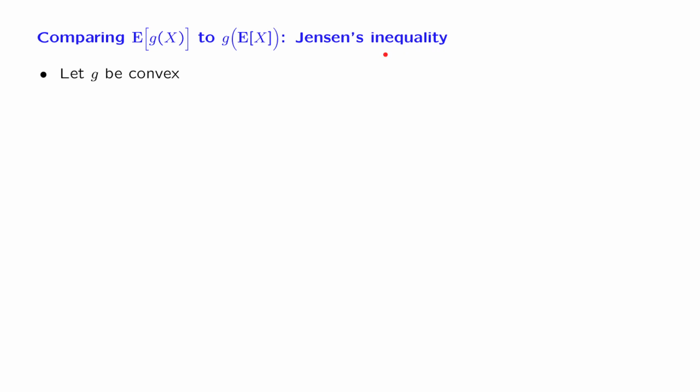Jensen's inequality applies to the special case where g is a convex function. I'm going to define more precisely what it means to be convex shortly, but in terms of a picture, it's a function that has a shape of this kind, so it tends to curve upwards. So let us look at a simple example.